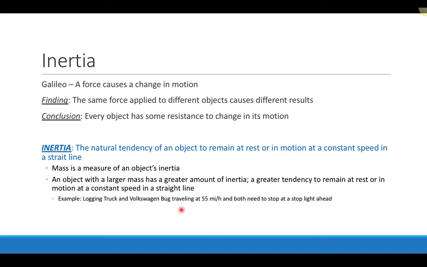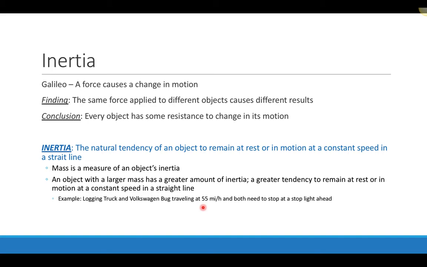And suppose they're both traveling at 55 miles an hour down a highway, side by side, and they both see a stoplight up ahead and they have to stop, so they hit the brakes. Which one of these is going to be more difficult to change the motion of? They're both traveling at a constant speed. We want to change the motion so that they're at rest. And the answer, of course, is the logging truck.